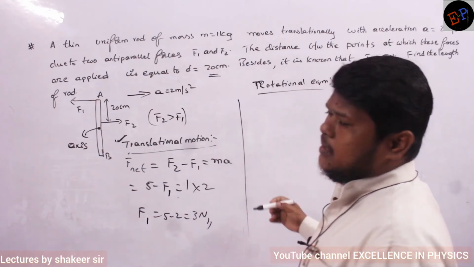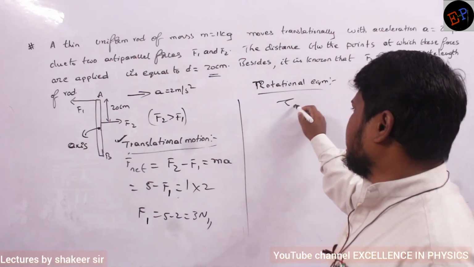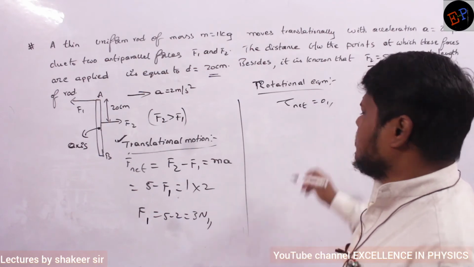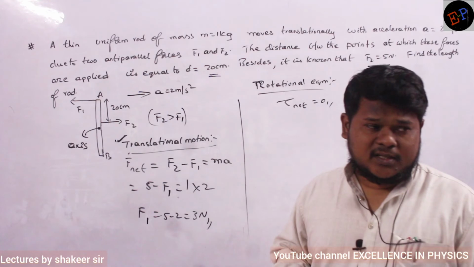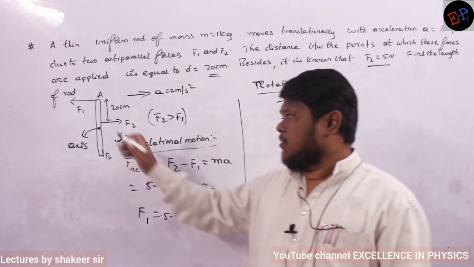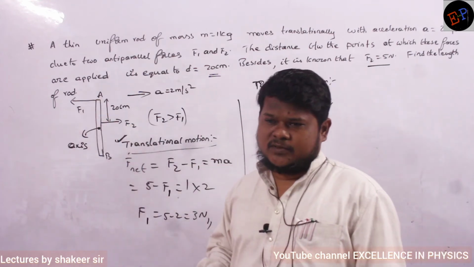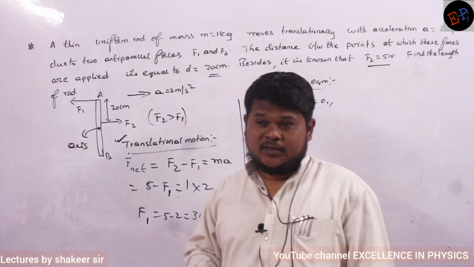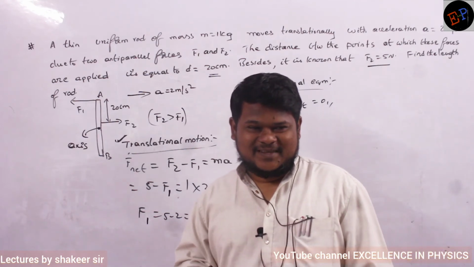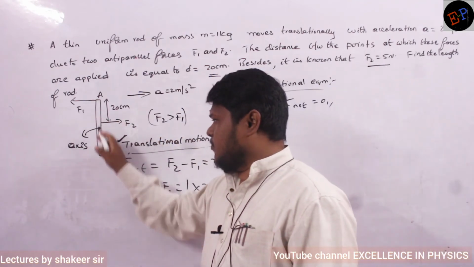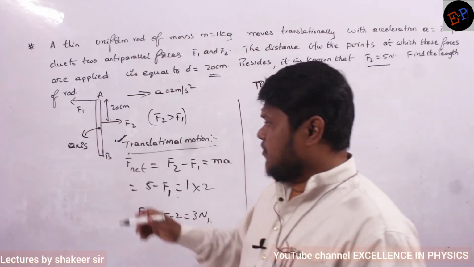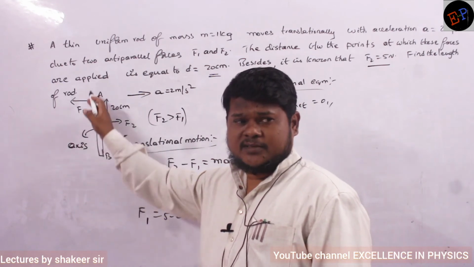Are you able to understand? Rotational equilibrium means what? Net torque acting on the system is 0. How many forces are present? Two forces are present. What are they? F1 is present, F2 is present. One more force is there. The weight of the rod is also there. So F1 is present, F2 is present, weight is also present. But I am taking the axis to be here. You can take the axis anywhere.